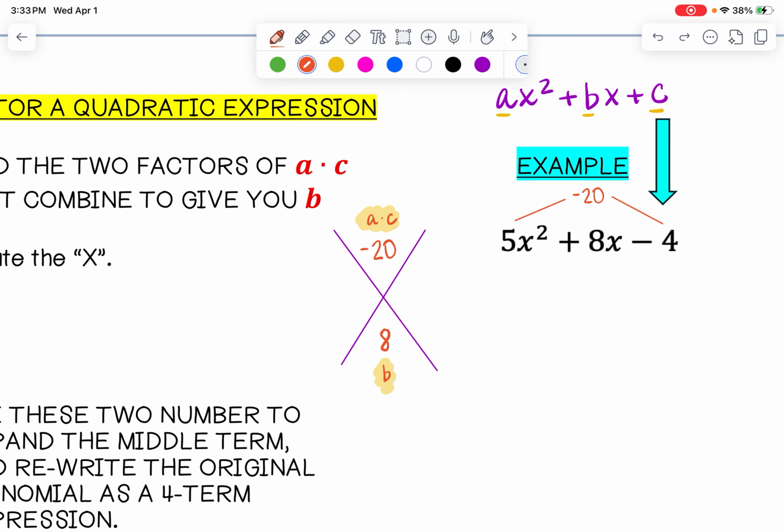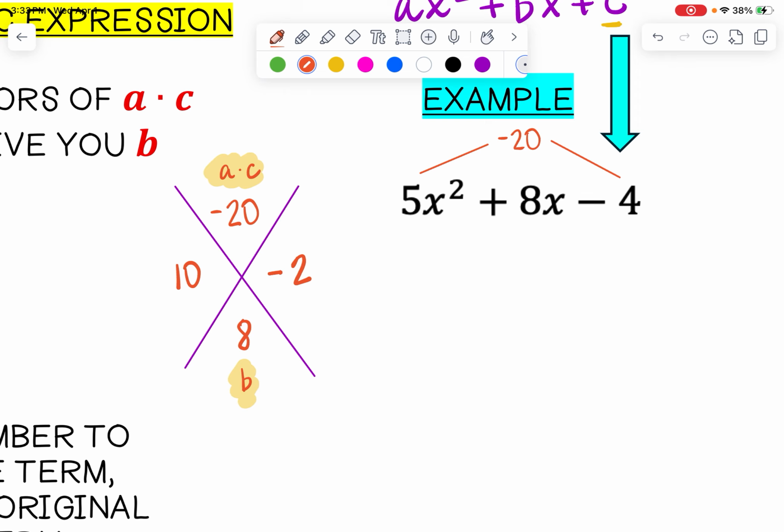So we know that that is going to be a 10 and a 2, but in order to get the 8s, it has to be a -2, and that's also what's going to give us the -20. So that's the answer to our number puzzle. And not only is that the answer to my number puzzle, that's also telling us how we got this 8x term in the middle.